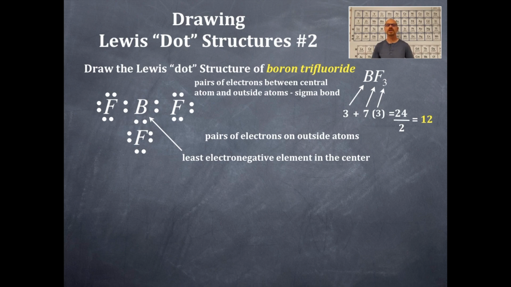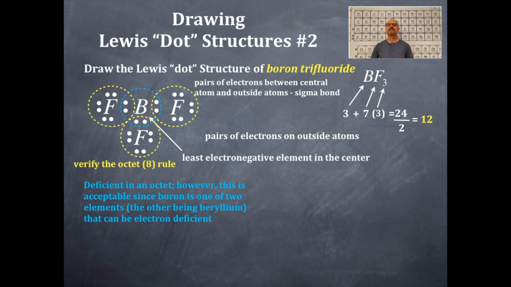Now the next thing I'm going to do is verify the rules, and that is, I'm going to verify the octet rule. If you put an imaginary circle around each element, in this case I've just placed an imaginary circle around the fluorines, the fluorines have 8 electrons, and that's an octet. Fluorine must have an octet. Now we're going to put an imaginary circle around the boron, and there it is. Now you should see that the boron does not have an octet. It is actually deficient in an octet, meaning it has less than an octet.